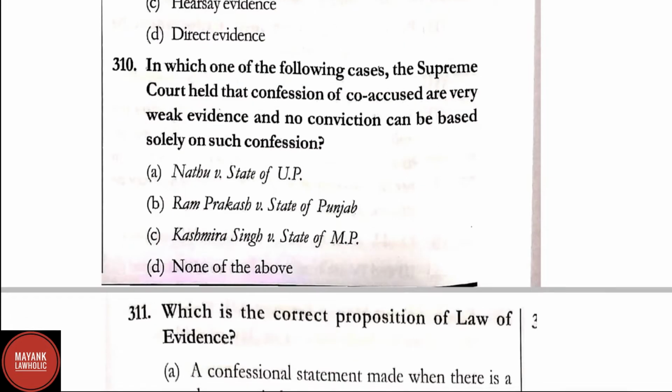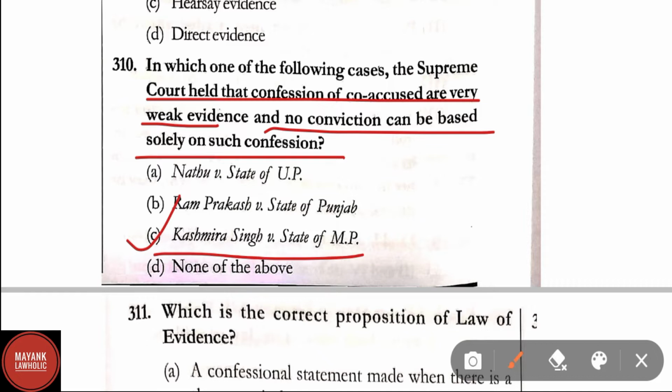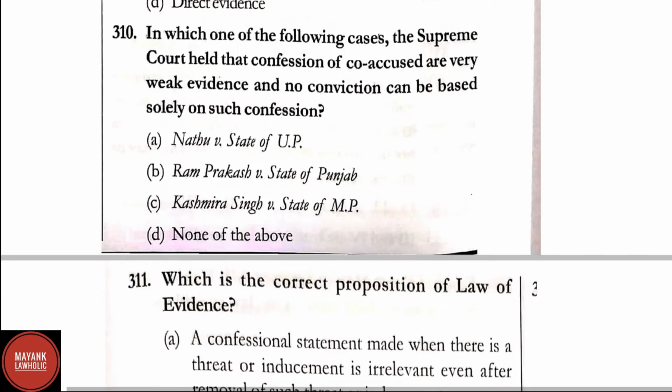Question number 310. In which one of the following cases did the Supreme Court hold that confession of a co-accused is very weak evidence and no conviction can be based solely on such confession? Here the options are Nathu versus State of UP, Ram Prakash versus State of Punjab, Kashmira Singh versus State of MP, and option D, none of the above. In question number 310, the correct answer is option C, that is Kashmira Singh versus State of MP.